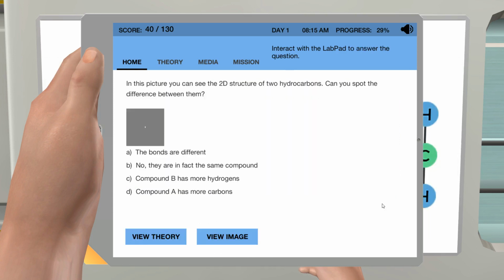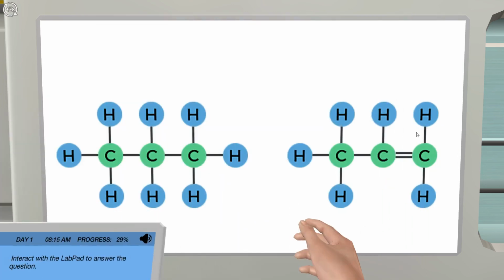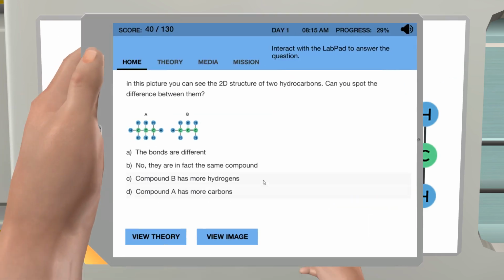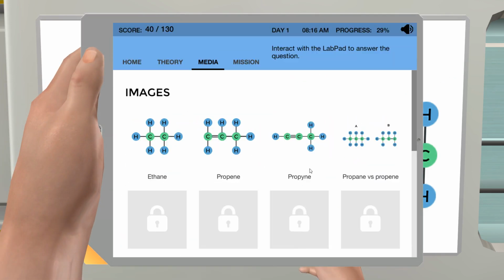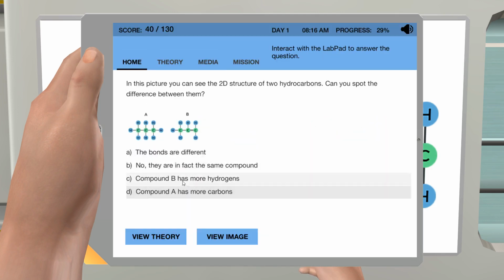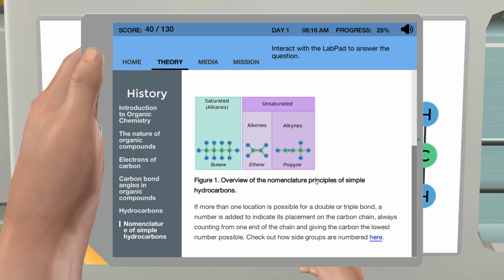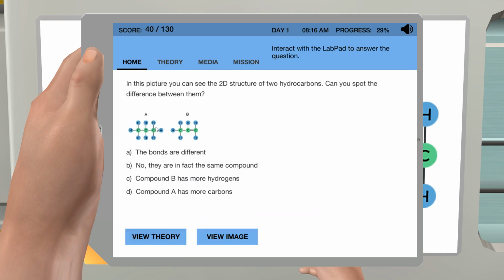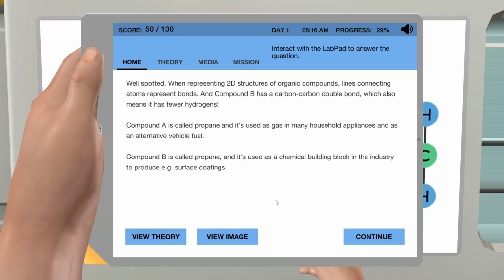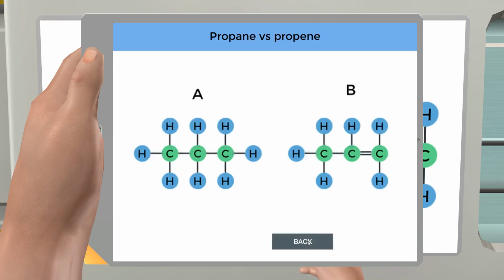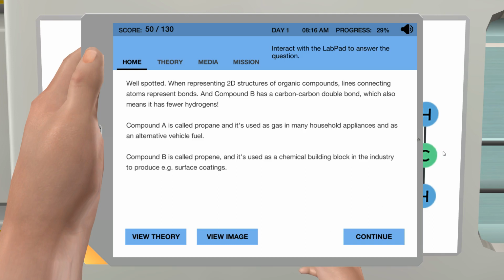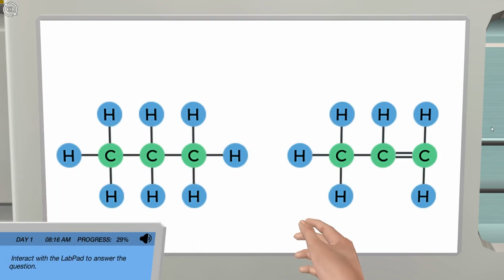In this picture you can see the 2D structure of two hydrocarbons. Can you spot the difference between them? Well spotted. When representing 2D structures of organic compounds, lines connecting atoms represent bonds. And compound B has a carbon-carbon double bond, which also means it has fewer hydrogens.